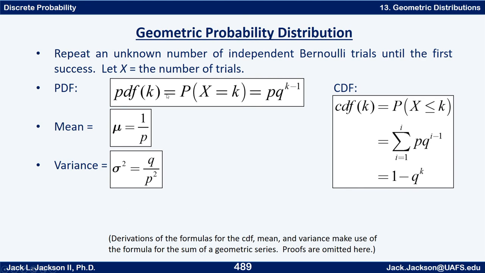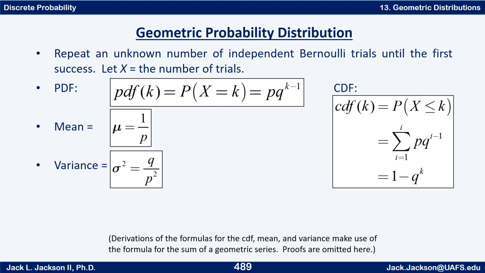So again, the PDF of k is p. The probability of x equals k is p times q to the k minus 1. Now it turns out that the mean is just 1 over p. The variance is q over p squared, which means the standard deviation is the square root of q over p.